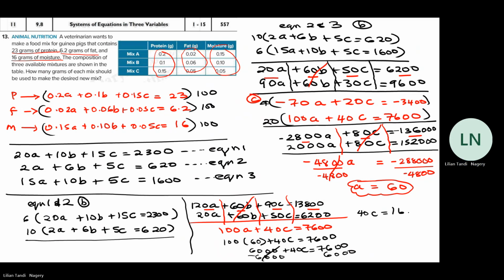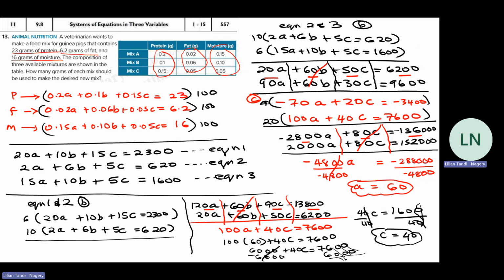1,600. Yes. This goes with this, this goes with this, this goes with this. So you remain with 1,600. Divide by 40, divide by 40. This goes away. c is 40. This 0 goes with this 0, and c is 40.